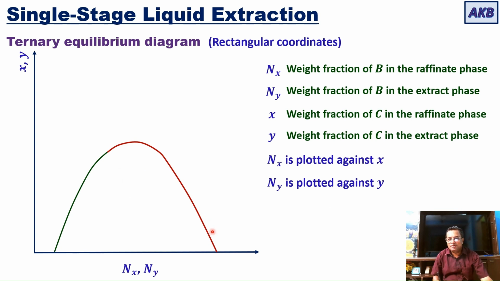So we are trying to understand how to follow the single stage liquid extraction operation on the Ternary equilibrium diagram with rectangular coordinates. So first, we have understood how to plot the binodal solubility curve. You are plotting weight fractions of B in the raffinate and extract phases against weight fraction of C in the raffinate and extract phases. Okay, so I hope this is clear to you. If you have any doubts, please let me know. Let us move ahead.